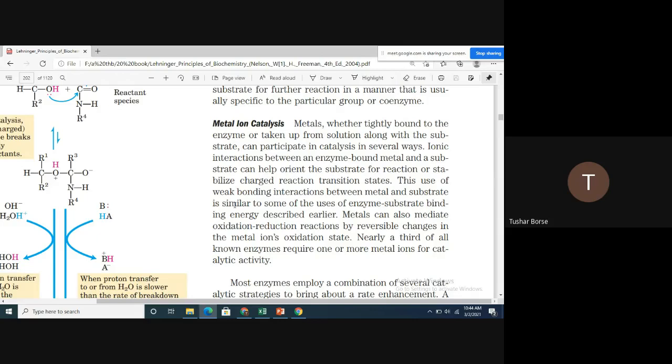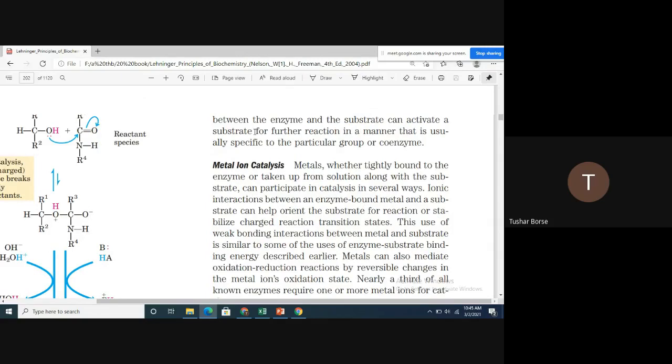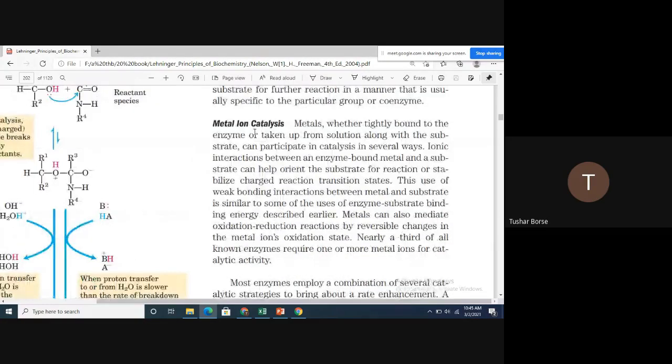Why? Because throughout the glycolysis pathway, you have the phosphorylated intermediates. The moment there is a phosphate, you have negative charges on it. So to stabilize the interaction between the enzyme and the substrate, these phosphate groups are always associated with magnesium ions. Fine. So these are the three types of mechanisms which help us understand the catalysis between the enzyme and the substrate. For a given reaction, any one of these types of catalysis can be occurring: either general acid base catalysis, covalent catalysis, or metal ion catalysis.